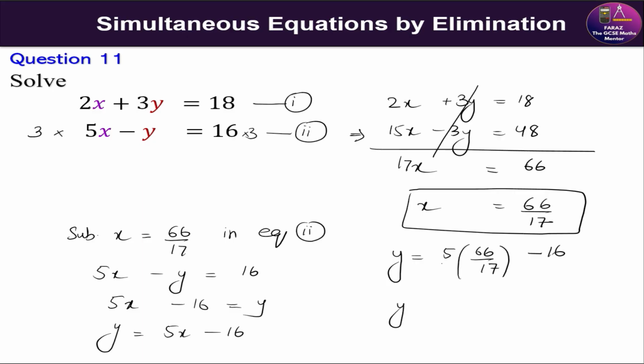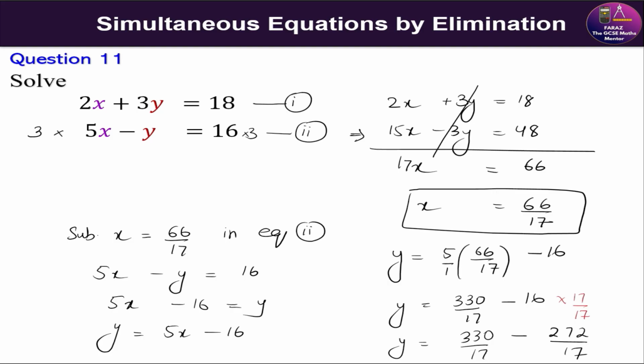Now we have to multiply. There is 1 in the denominator, so just multiply 5 with 66. That would be 330. 1 times 17 is 17 minus 16. Then you have to multiply this one by 17 over 17 to make the denominator the same. So therefore it would look like this: 330 over 17 minus 16 into 17, that would give you 272 over 17.